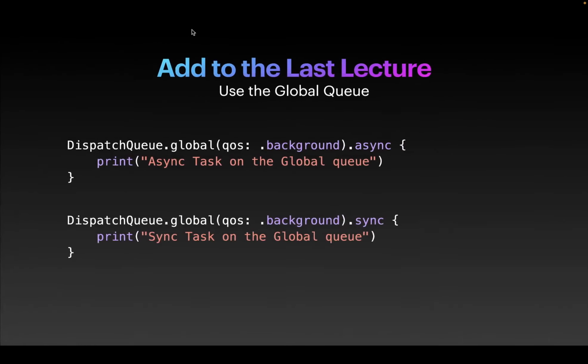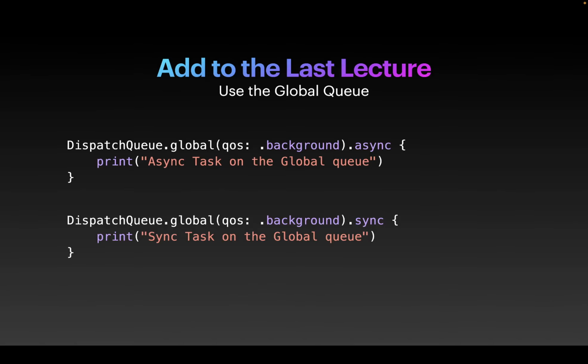Let's take a look at a few concepts I want to add to the last lecture, when we discussed the global queue. Last lecture I showed you one function call, which lets you submit tasks to the global queue, called something like perform concurrent. I forgot the exact name, but you still remember that, right? You can do concurrent tasks on the global queue.